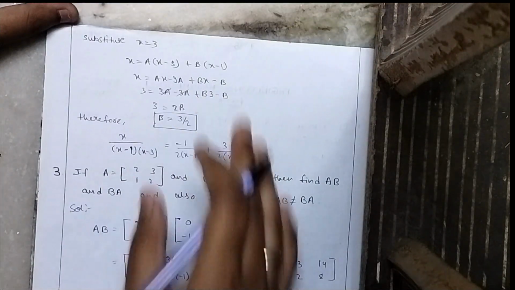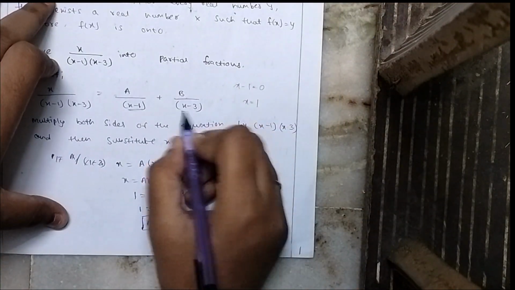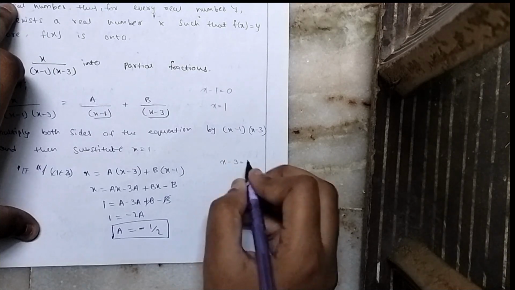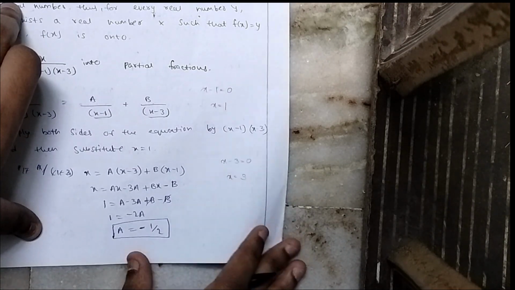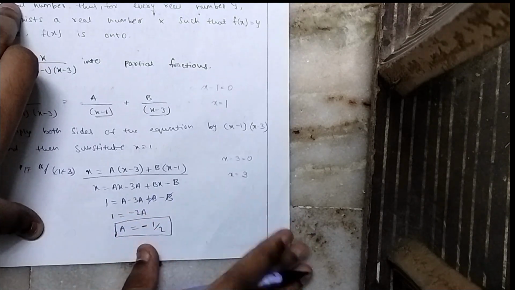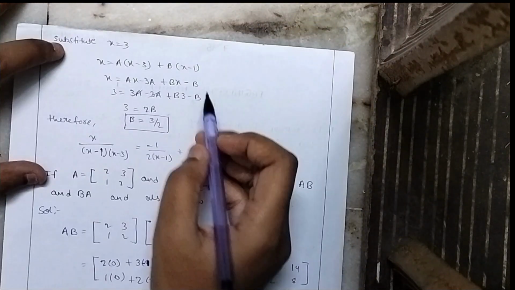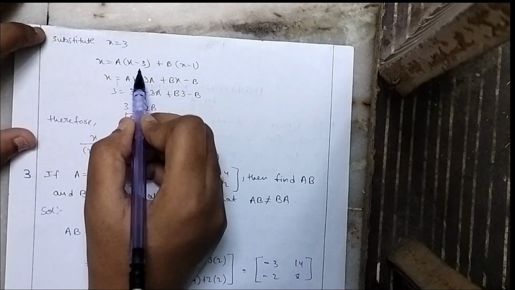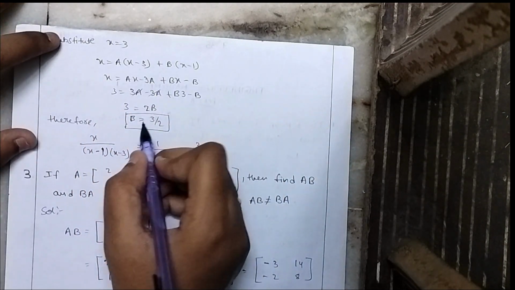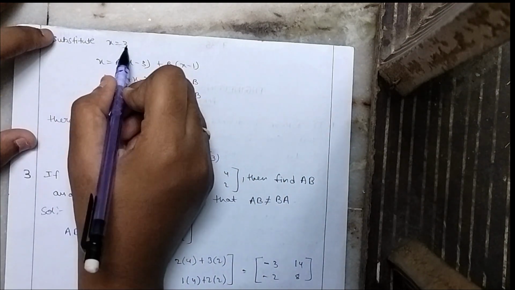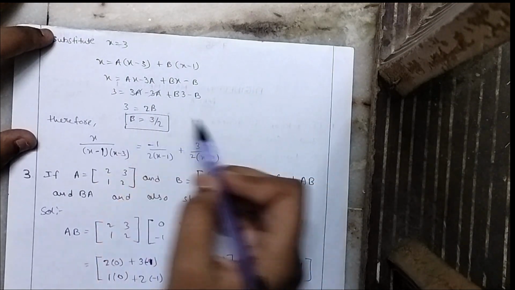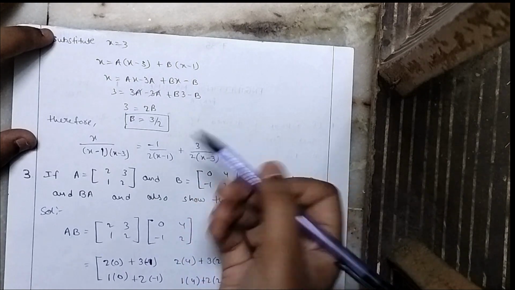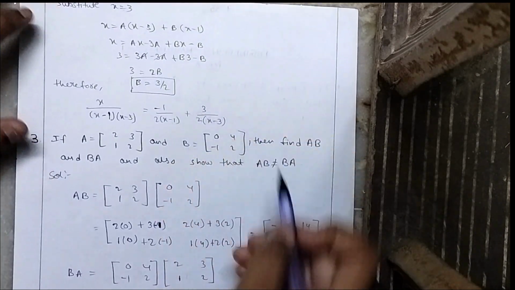Next, taking x - 3 = 0, that tends to x = 3. Now substitute x = 3 in this equation, x = a(x - 3) + b(x - 1). Then by substituting x = 3, we get the value b = 3/2. So a = -1/2 and b = 3/2. Substitute the values in that expression.